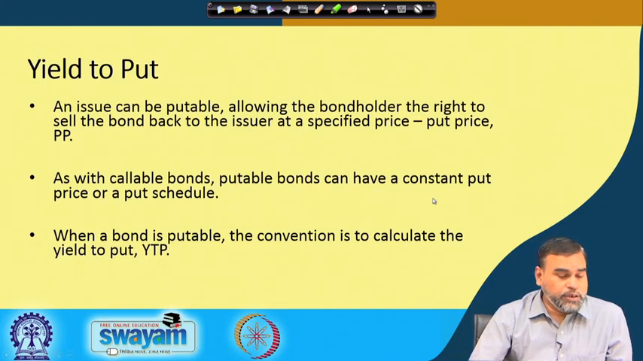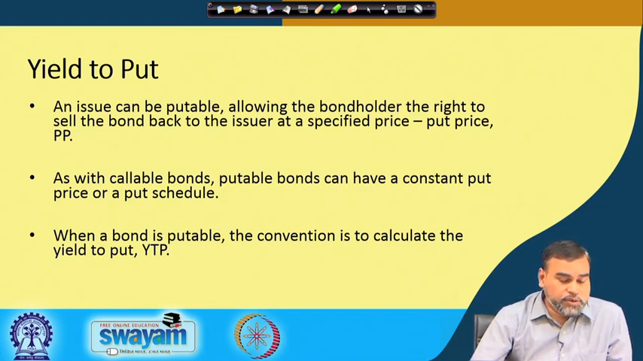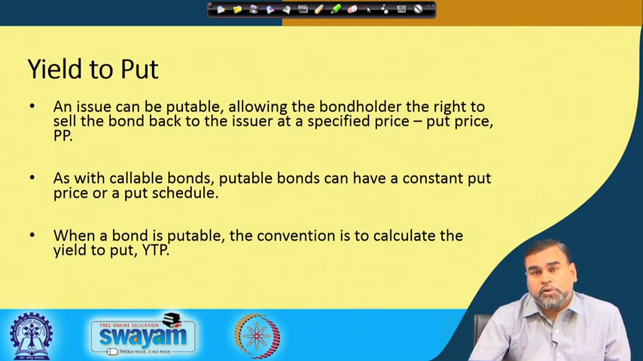Then we have another one, yield to put. Yield to put is the reverse: it gives the bondholder the right to sell the bond back to the issuer at a specified price, which is called the put price. Puttable bonds can also have a schedule. Like callable bonds, for puttable bonds the put prices or the put dates are mentioned, and accordingly the yield to put can be calculated.